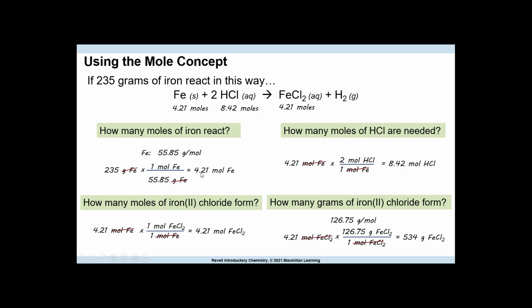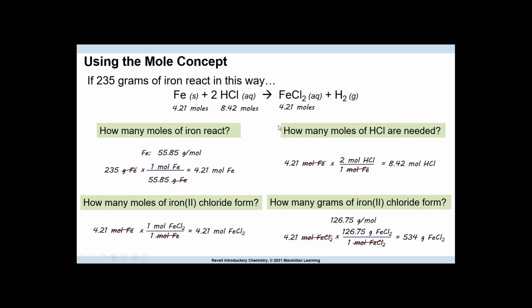Okay, and now the second one is how many moles of HCl are needed to react with the iron. Based on the balanced equation, 2 moles of HCl are required for every 1 mole of iron. So what this means is 2 moles of HCl is required for every 1 mole of iron. Since we have 4.21 moles of iron, this means we need twice as many moles of HCl, or 8.42 moles.